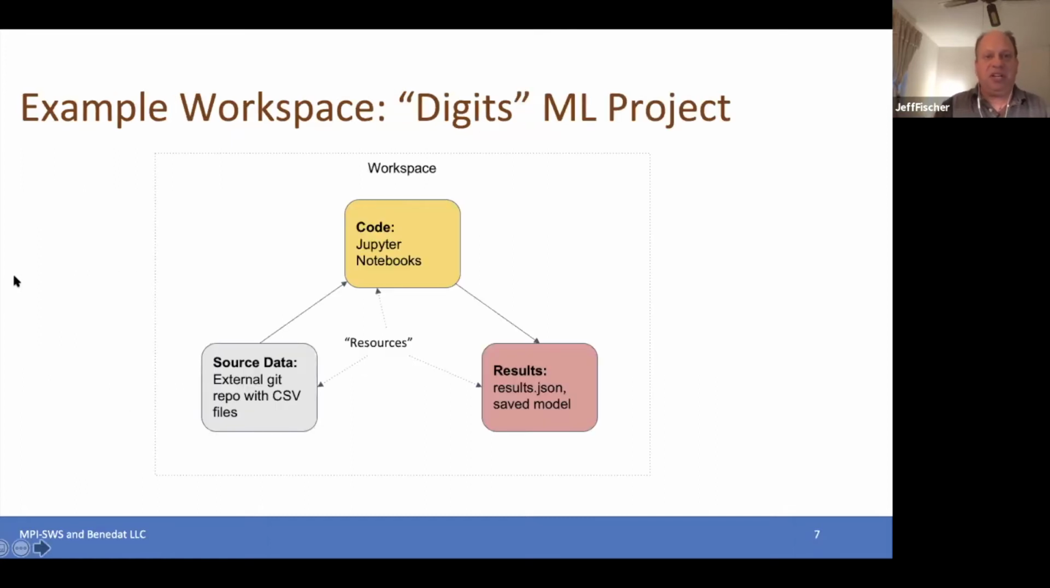So this is an example of a picture of what a workspace might look like. This is a simple project. We have 3 resources here. One is source data, and this is an external Git repository. We have some Jupyter notebooks, and then we have the results we're going to generate. We want to model all 3 separately in this system.